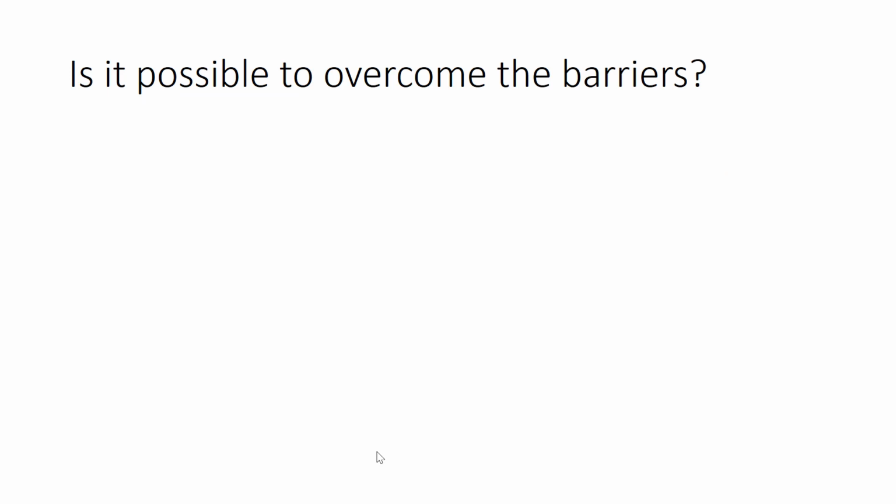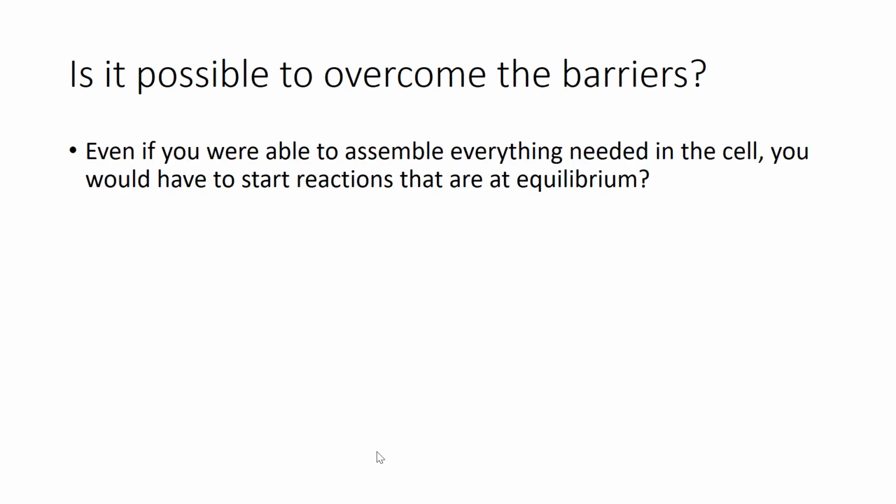So is it even possible to overcome these barriers? Can we reasonably suggest not that abiogenesis is true, but really that it might be possible? So even if we were able to assemble everything needed in the cell, we were able to get all of the amino acids we needed, we were able to polymerize them into proteins, we were able to get all the nucleotides we needed, we were able to polymerize them into DNA and RNA.